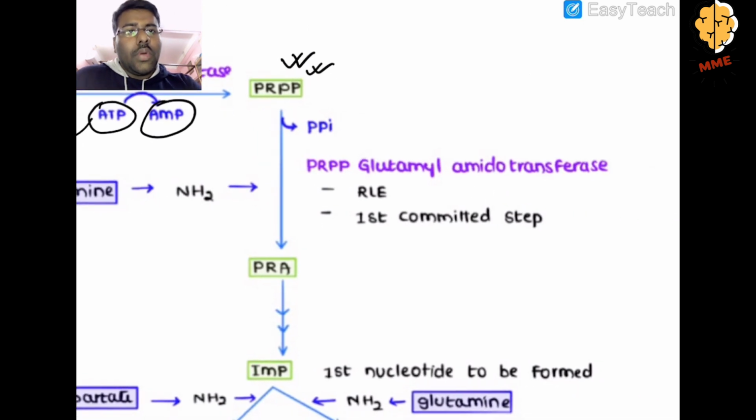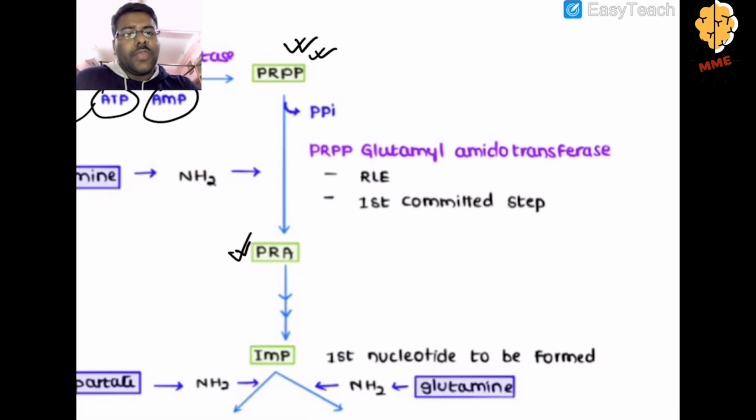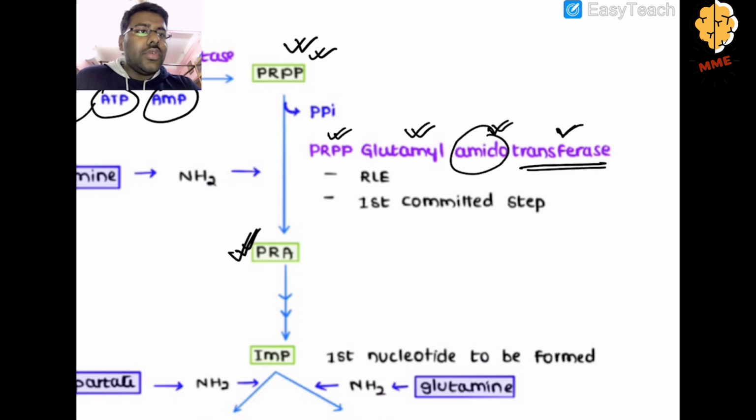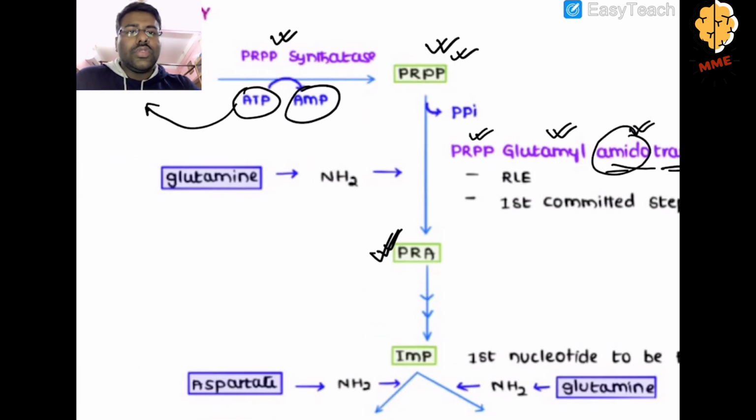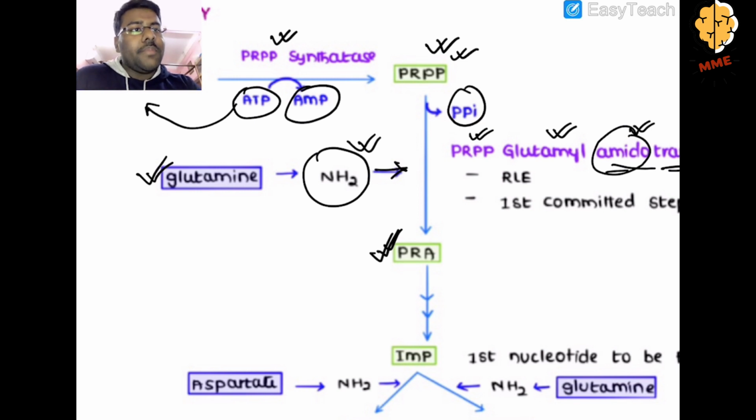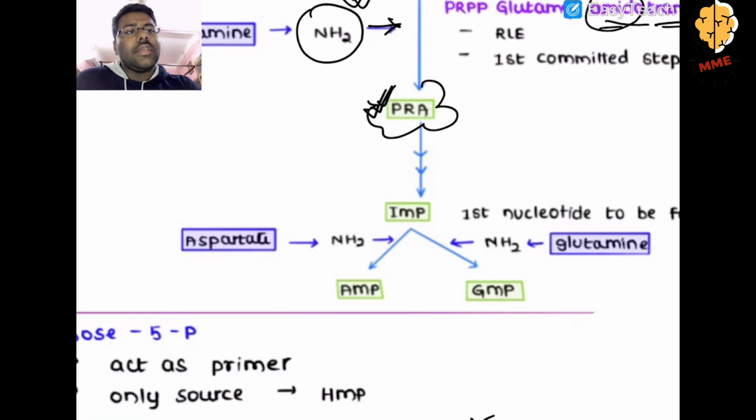And then from the PRPP, the PRA is formed. And what is the enzyme? PRPP glutamyl amidotransferase. So an amino transferase reaction occurs here. The amino group is transferred from the glutamine, so glutamate is produced here, and PPi comes as a byproduct, and the product is PRA.